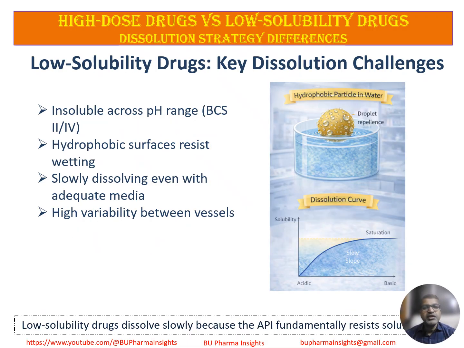For BCS class 2 and 4 drugs, solubility is poor across the pH range. Their hydrophobic surfaces resist wetting, slowing dissolution, so wetting agents or mild surfactants may be needed to mimic physiological solubilization. Even with good media, release can remain slow and variable. This causes high vessel to vessel variability. So, the method must be highly sensitive and discriminatory. That's critical for robust method development.